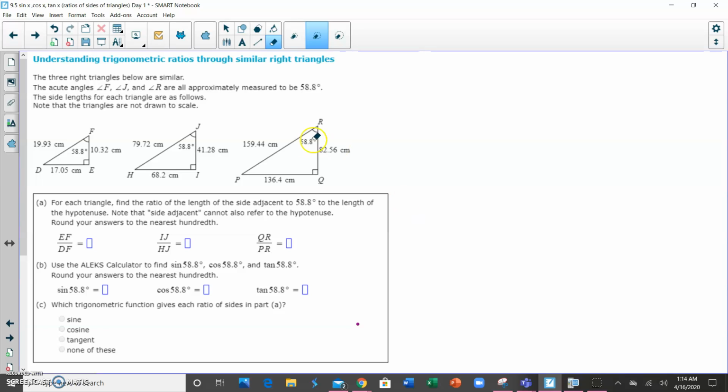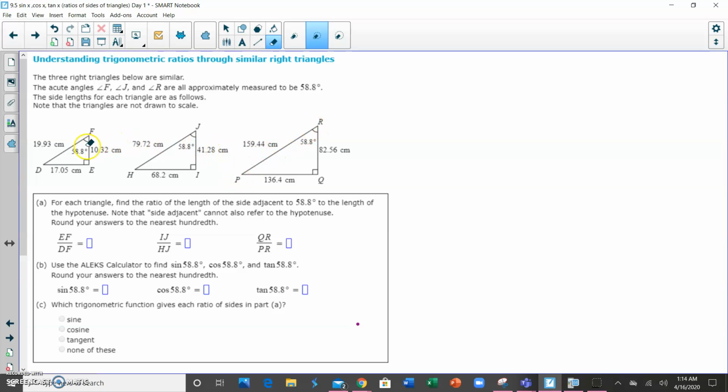IJ is right here, that's 41.28. And this one here is 79.72. For this one right here, we're going to have QR, which is right here, 82.56, divided by PR, which is 159.44.